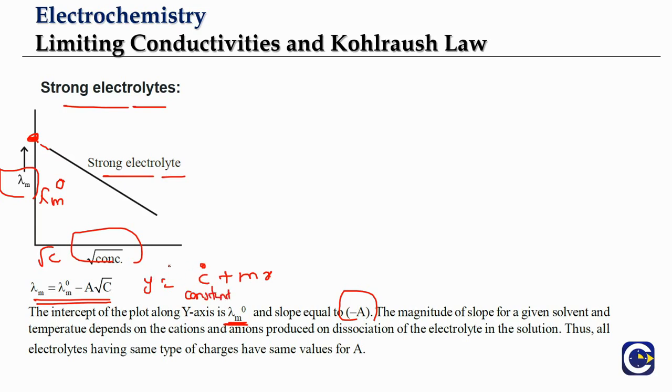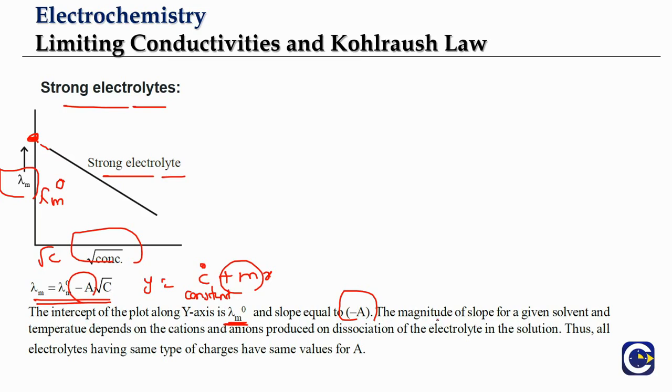Like in mathematics, we see the equation of straight line, right? Y is equal to c plus mx means what? It is a straight line with slope m. So here what is the slope? Minus a is slope. X coordinate is what? Root concentration term. And constant here is what? Lambda m naught. Y coordinate is what? Lambda m. So we'll see that the intercept of the y-axis is what? Lambda m naught. That is the limiting molar conductivity, and slope is what? Minus a. And here there is something interesting about the slope.